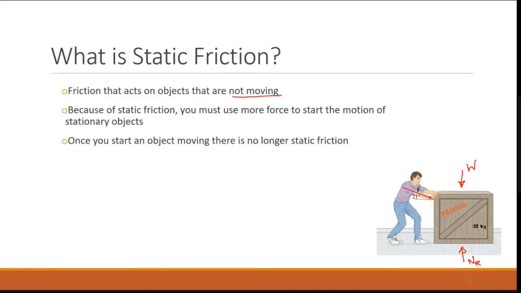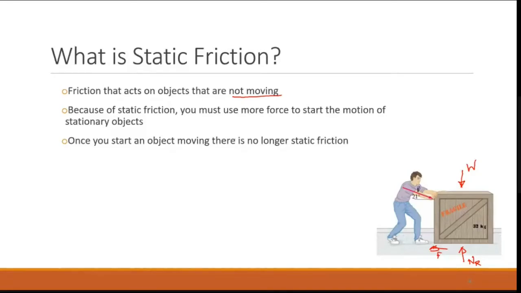So whatever force you apply here, if that is less than the friction force, the object will not move. Only if the friction force and the force you are applying are somewhat equal, then your object will start to move.